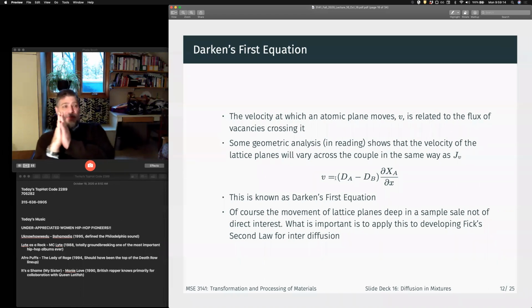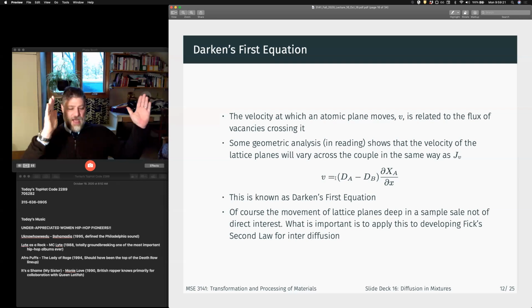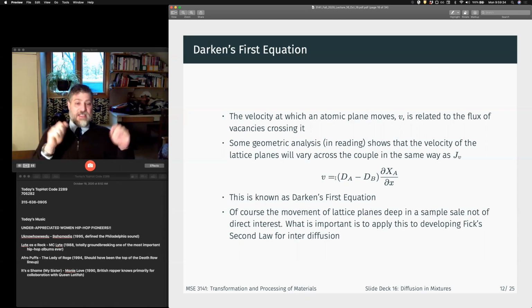So the number of vacancies is going to determine how fast we grow new ones over here, how fast we dissolve away old ones over here. So that means it's going to be proportional. The rate at which these shift over is also going to be proportional to that vacancy flux. That's the fundamental physics underlying the analysis.